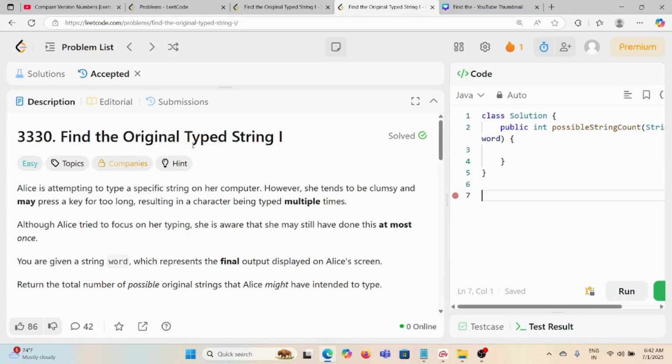Hello friends, so today we are solving this problem: Find the Original Typed String 1.